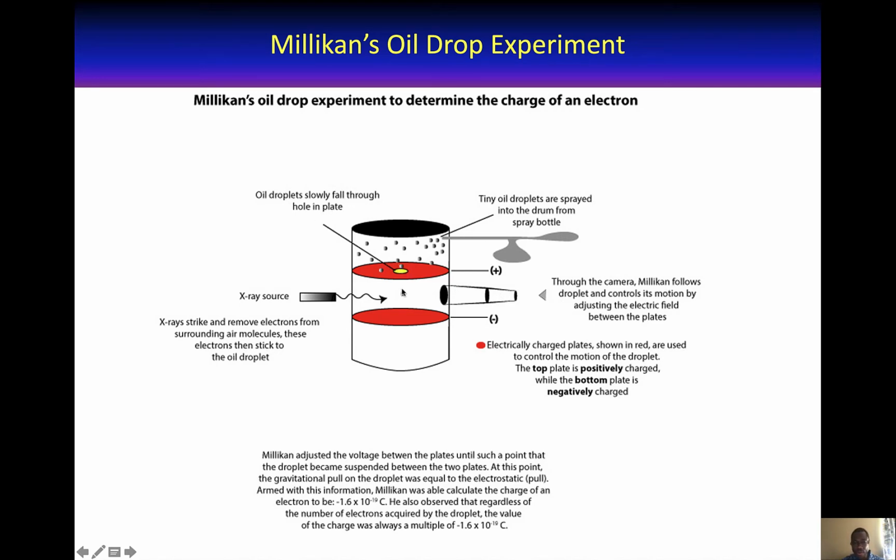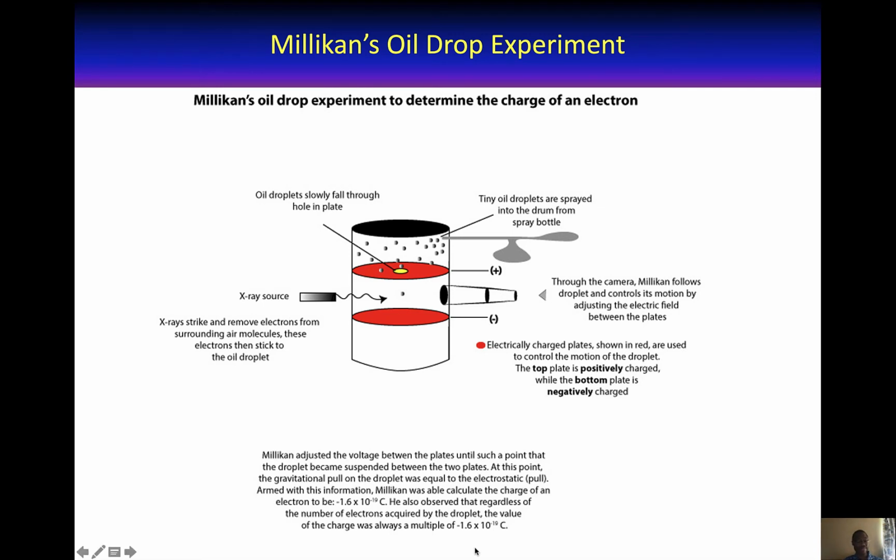As they fall through the hole, Millikan follows a droplet and controls its motion by adjusting the electric field between the plates. As the droplet falls through the hole, Millikan adjusted the voltage between the plates until the droplet became suspended between the two plates. At this point, the gravitational pull on the droplet was equal to the electrostatic pull. With this information, Millikan was able to calculate the charge of an electron to be minus 1.6 times 10 to the power minus 19 coulombs.